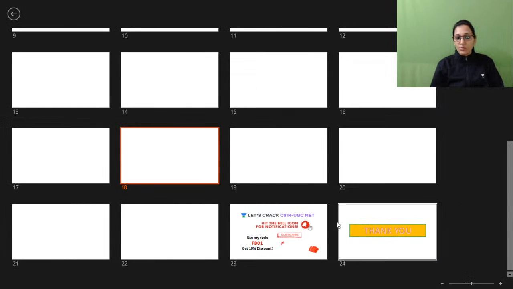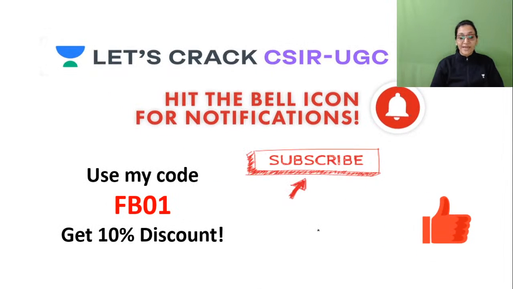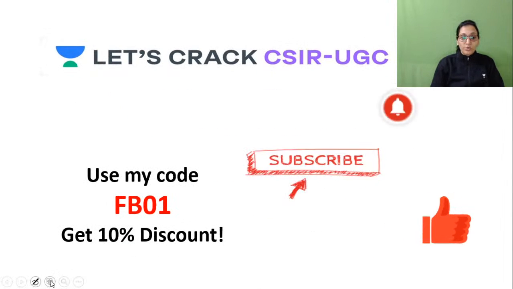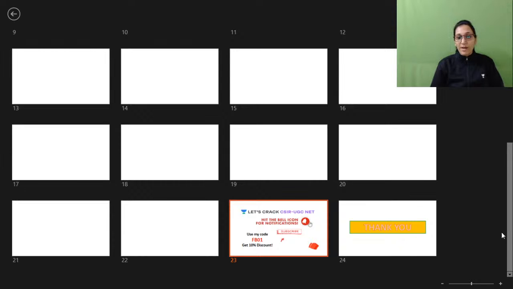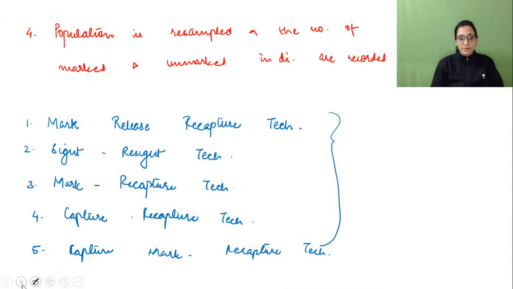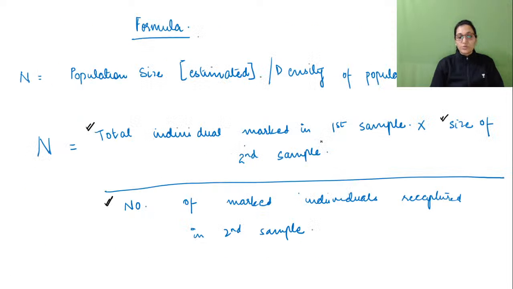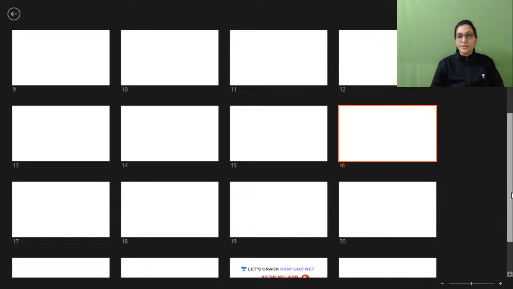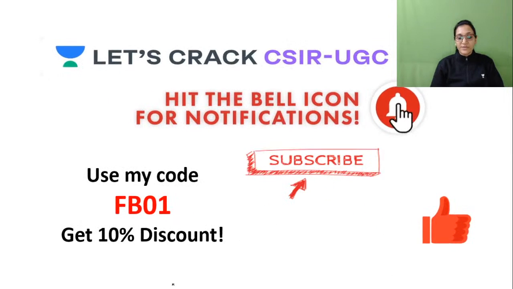So this is how we have done mark recapture technique. Do not forget the formula of mark recapture technique, that is total individuals marked in first sample into size of second sample divided by number of marked individuals recaptured in second sample. This is how we do mark recapture technique.